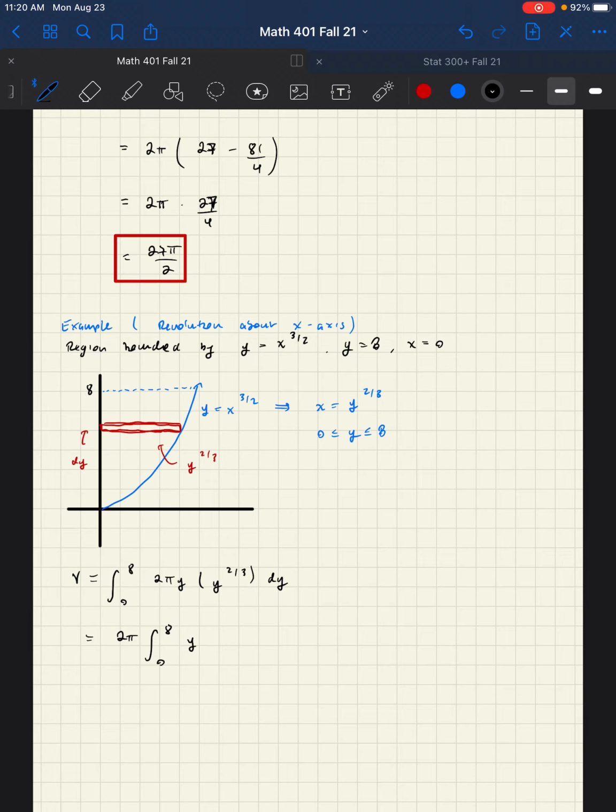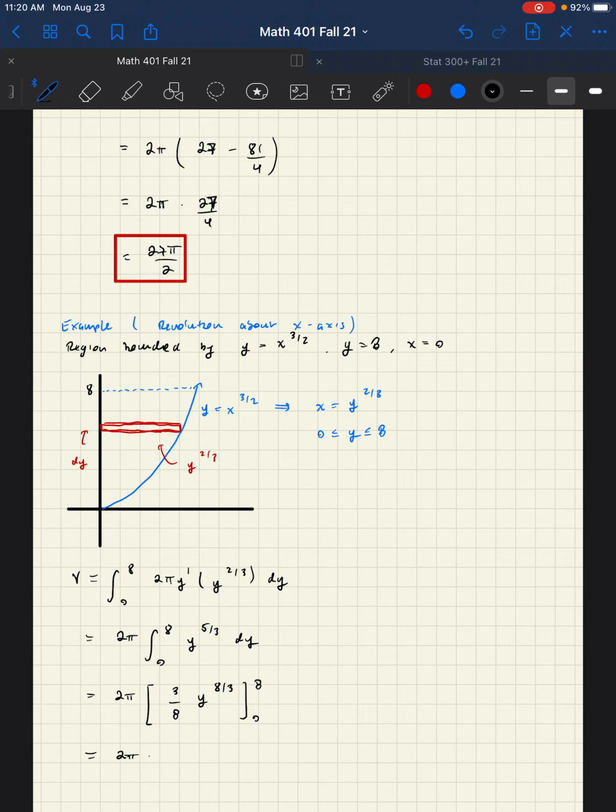And again, this is going to end up being some power of y. So if we pull out the 2 pi, we just have the integral from 0 to 8 of y to the 5/3, because that's a y to the 1 power, and that's a property of exponents. Then, integrating that, we get 2 pi times 3/8 y to the 8/3 from 0 to 8.